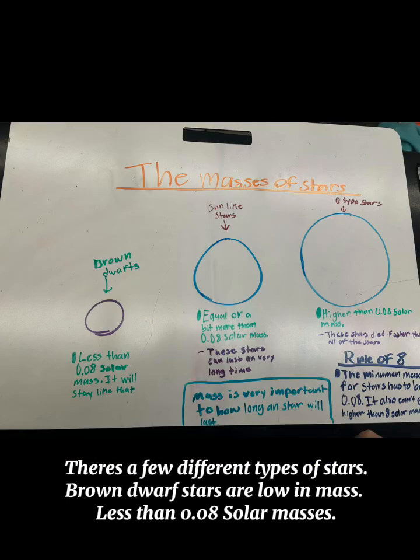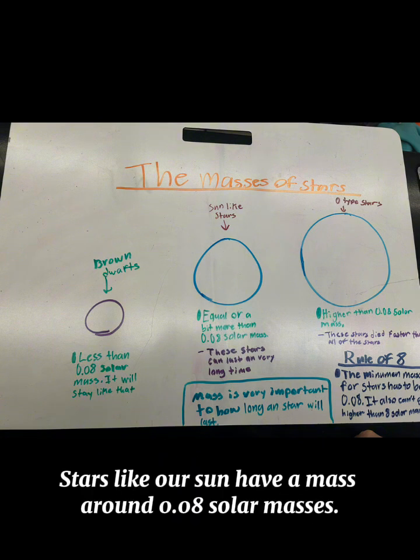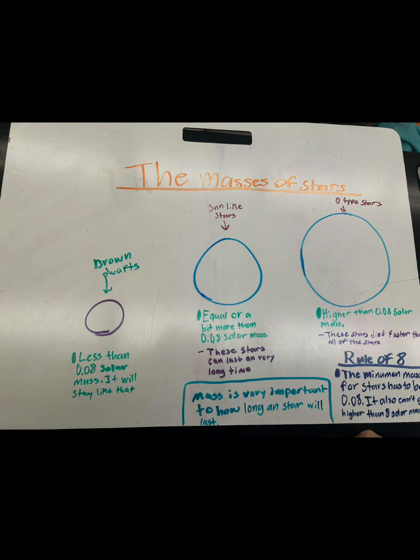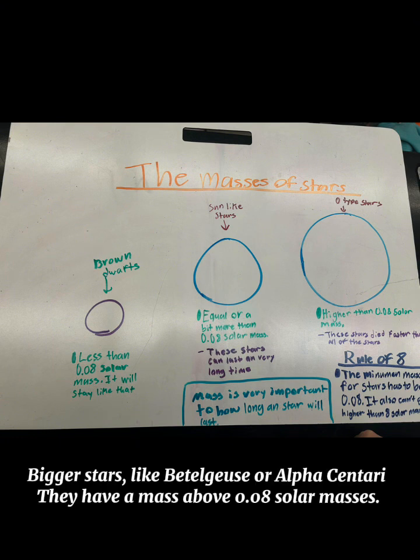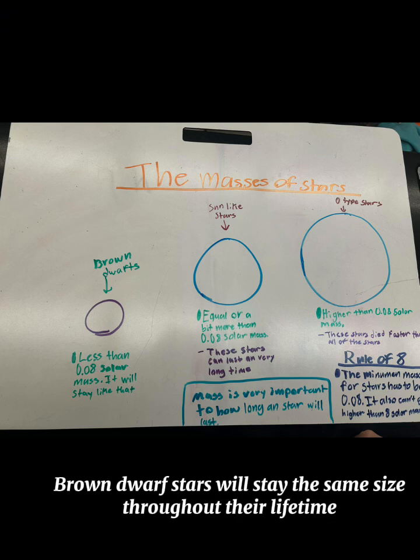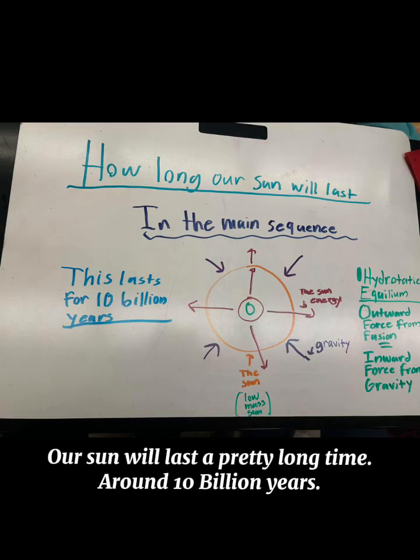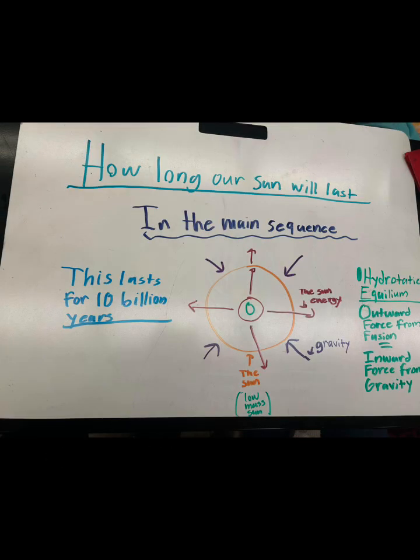There are a few different types of stars. Brown dwarf stars are low in mass, less than 0.08 solar masses. Stars like our Sun have a mass above 0.08 solar masses. Bigger stars, like Betelgeuse, have a much larger mass. Brown dwarf stars will stay the same size throughout their lifetime. Our Sun will last a pretty long time, around 10 billion years.